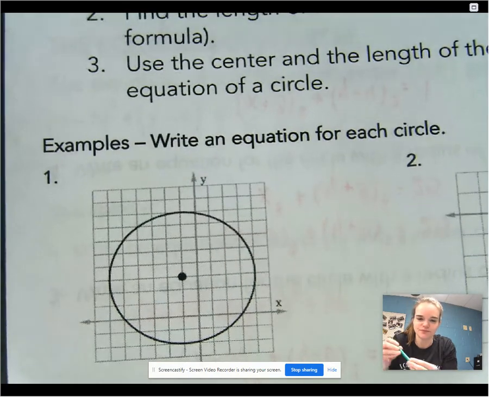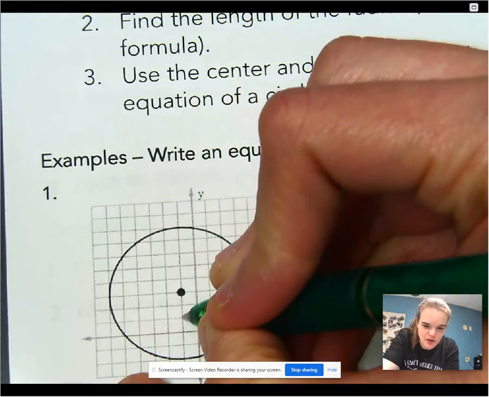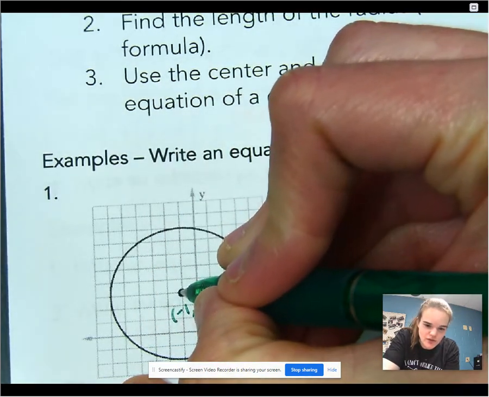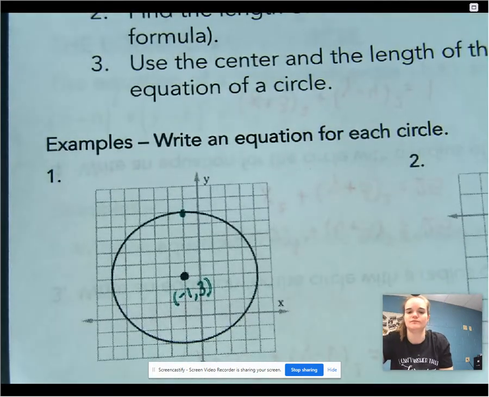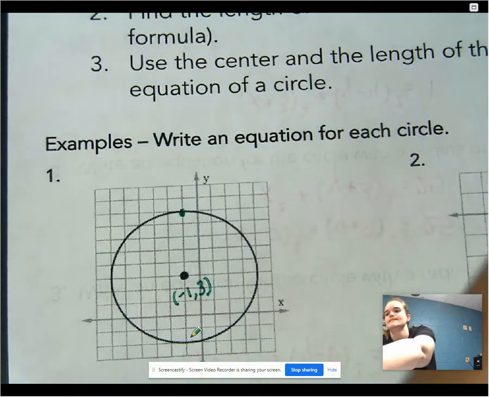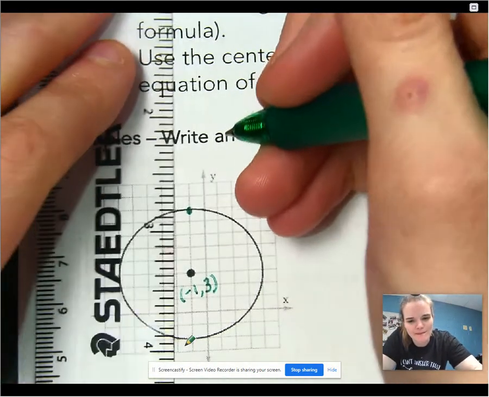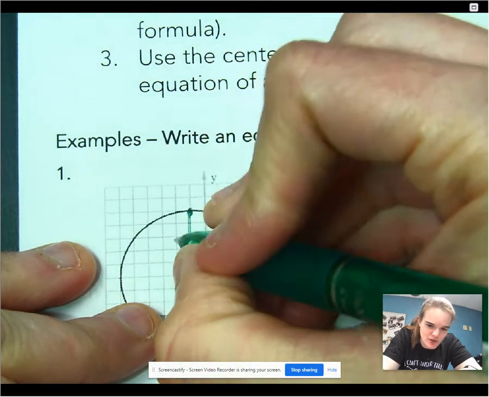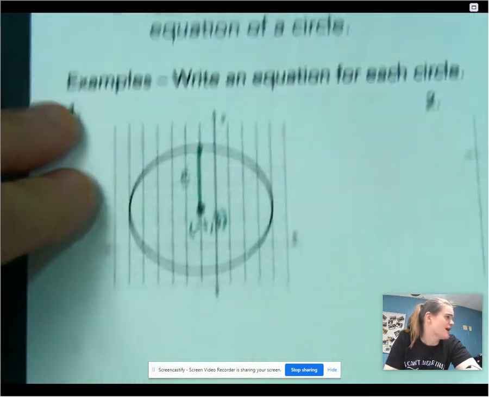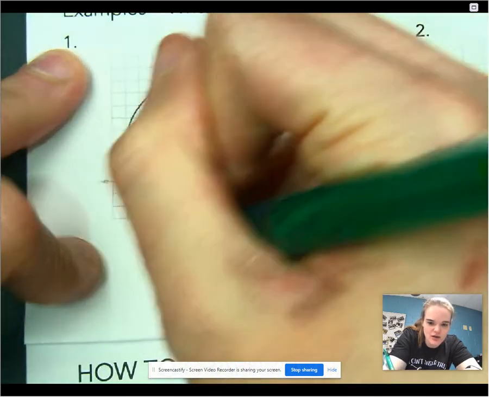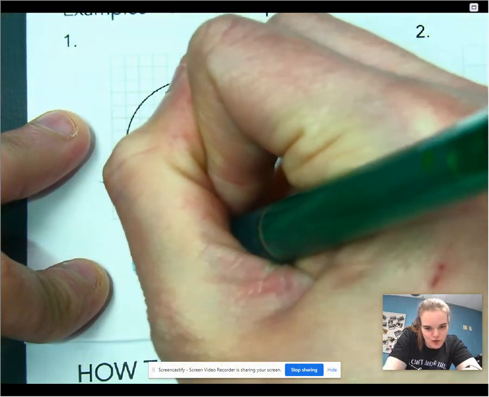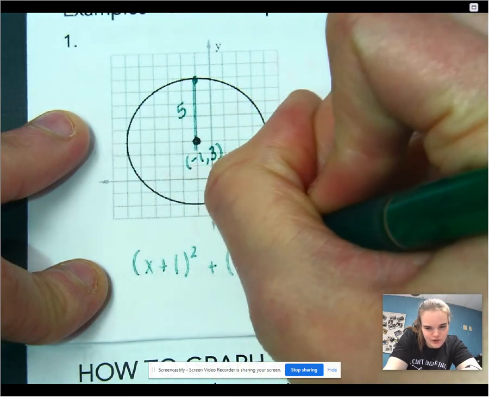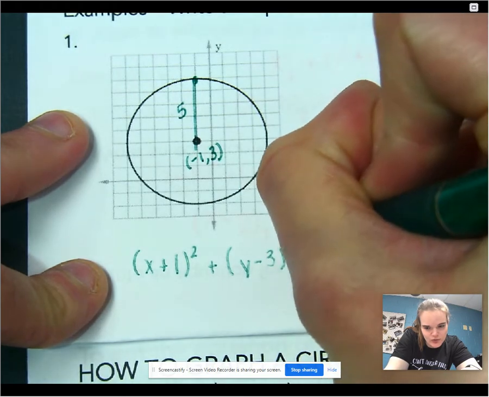Here's the center. The center is negative 1, 1, 2, 3. Let's go from this point to a point on the circle. From here to a point on the circle, we have 1, 2, 3, 4, 5. So r is equal to 5. Okay. So now we're going to do exactly what we just did a few minutes ago. x plus 1, because it's negative 1, squared, plus y minus 3 squared equals 25.